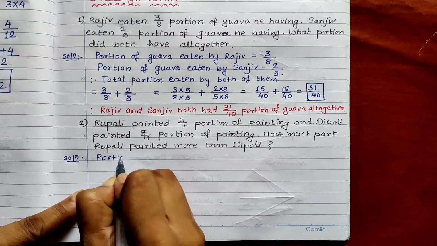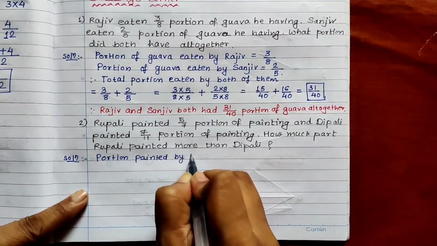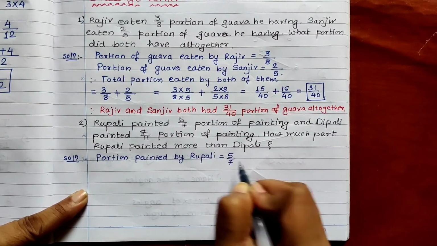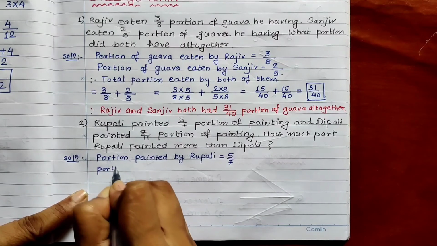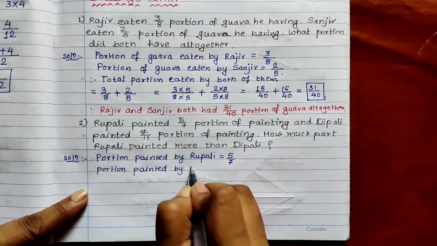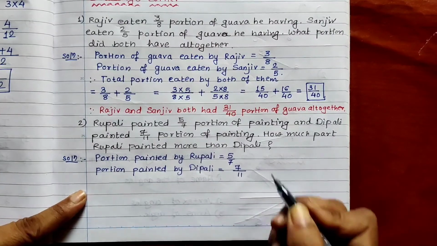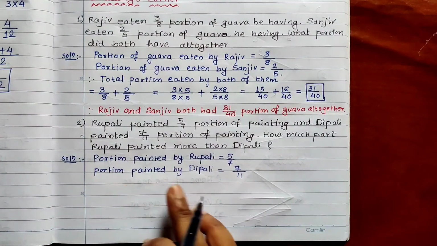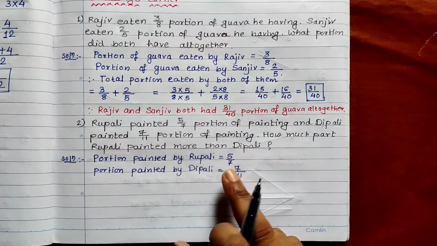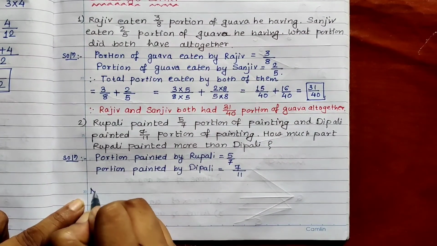Portion painted by Rupali is equal to 5/7. Portion painted by Dipali is equal to 7/11. Okay, we have to find out how much part Rupali painted more than Dipali. That means Rupali's part is more than Dipali's part. That means we have to subtract Dipali's portion from Rupali's portion. So now we will do the subtraction.